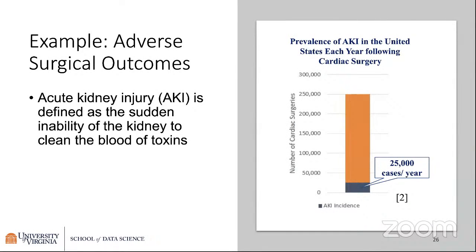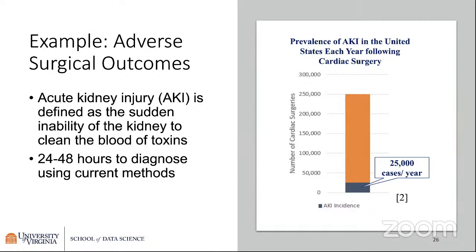Okay, I'm going to then shift to another example problem to show you this 4+1 model. This one is adverse surgical outcomes, and the outcome we're going to look at is AKI, the sudden inability of the kidney to clean the blood of toxins. You can see that it occurs in the United States with not an insignificant number of cases, 25,000 per year. I don't have a date there, but I think 2016 is when that was last recorded.